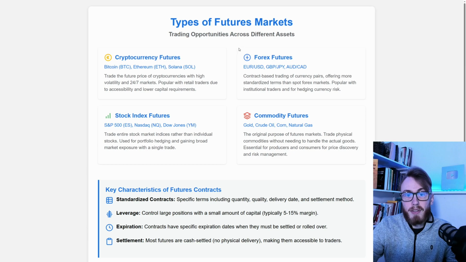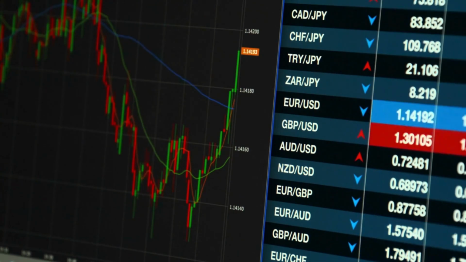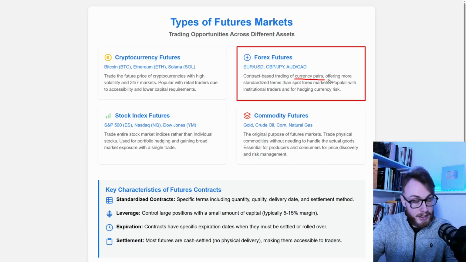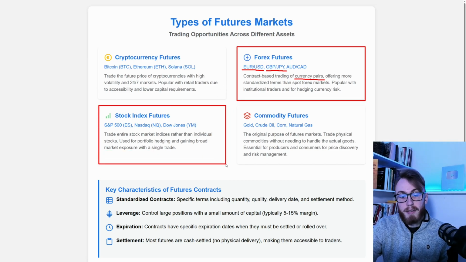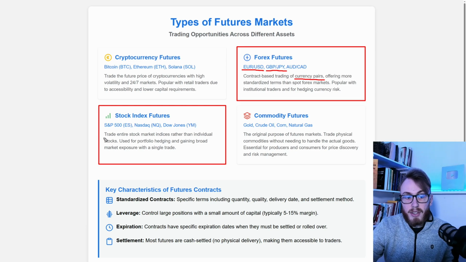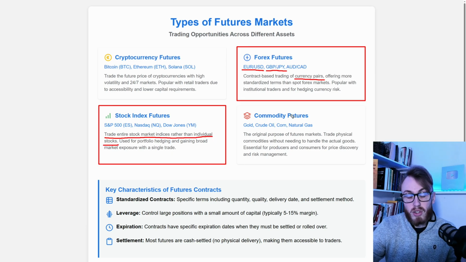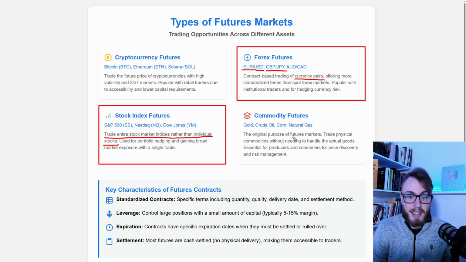But cryptocurrency is very common. Another very popular market here is the Forex market, where you can trade different currency pairs. So for example, the Euro USD, very common, but you can trade the pound, Japanese yen, and other contracts as well. Another super common futures market, I think the most important futures market, is to trade different stock market indices, which means that you can trade entire stock market indices rather than individual stocks. This is super useful. You don't have to pick a specific stock. You can focus on the indices.